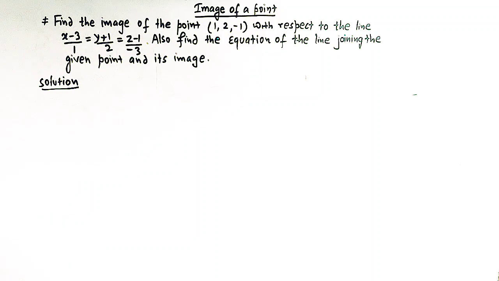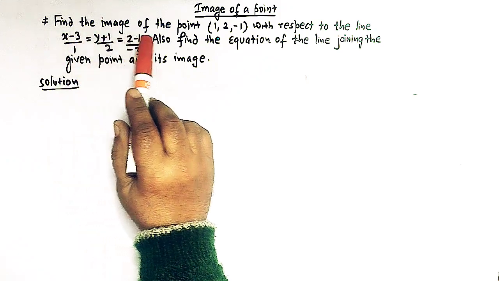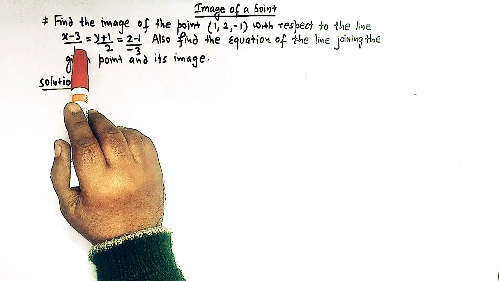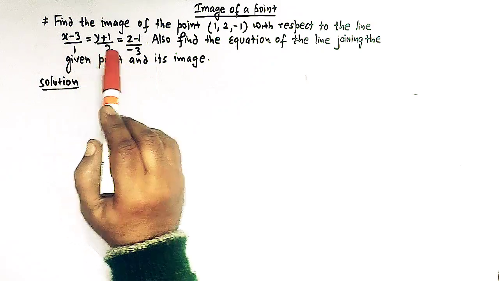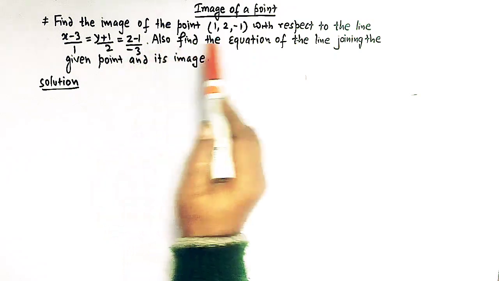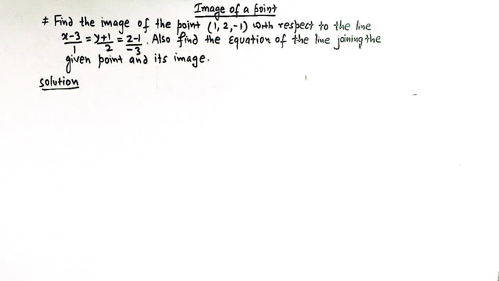Hello viewers, in today's session we are going to discuss the concept of image of a point with respect to a given line. So here we are given this problem where we have to find the image of the point (1, 2, -1) with respect to this line (x-3)/1 = (y+1)/2 = (z-1)/(-3), and also we have to find the equation of the line joining the given point and its image, right?